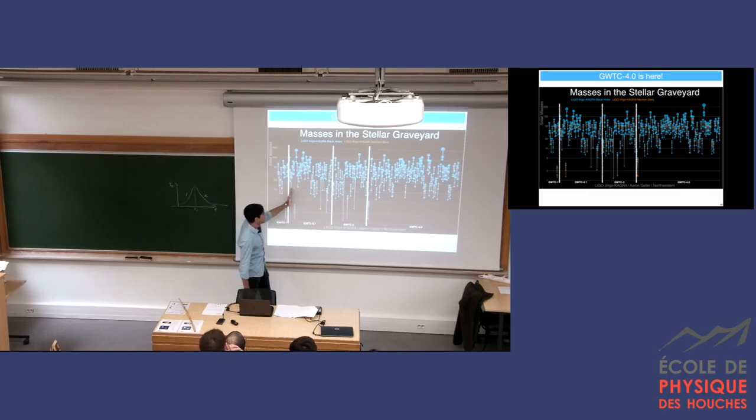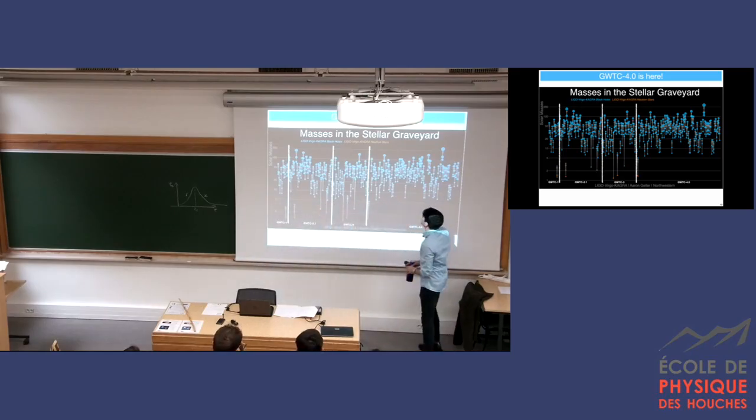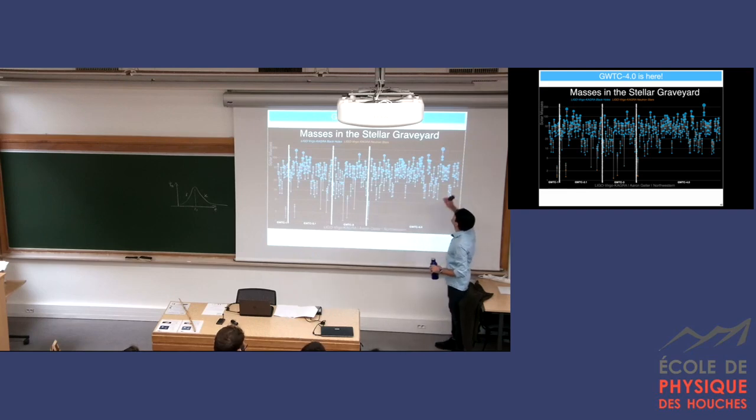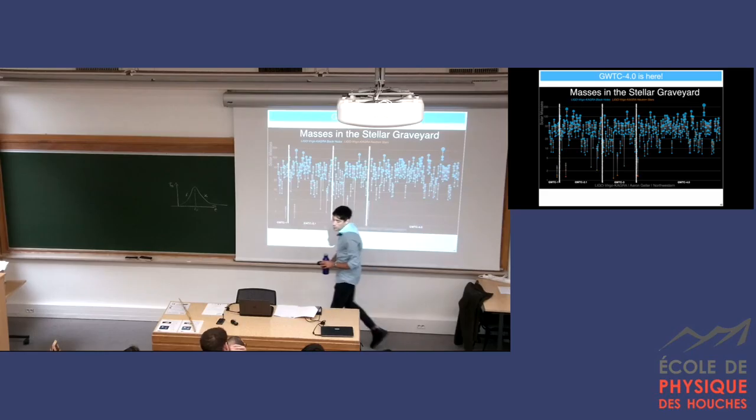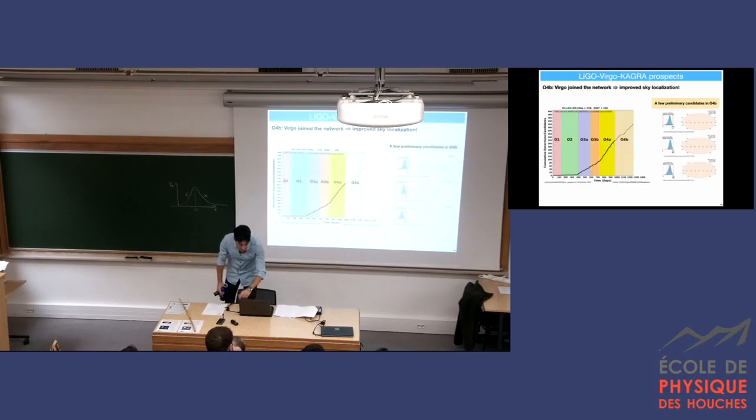And then you had GWTC-2.1, which was including O2 and O3a, the first half of the third observing run, GWTC-3, and now GWTC-4. So we have a broader range here of masses. We also have very loud and very massive binaries. So we are improving. I will skip this. This is just the abstract of the cosmology paper, which if you're interested, you can have a look at for all of the details about this.